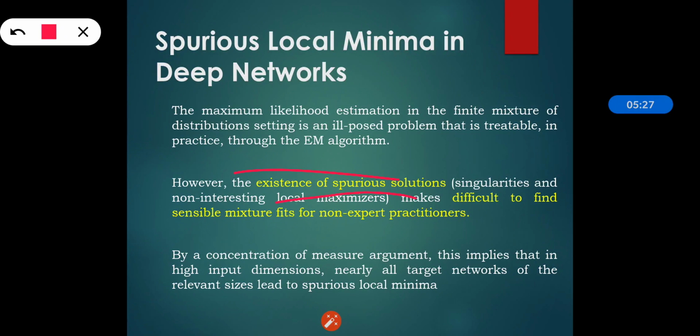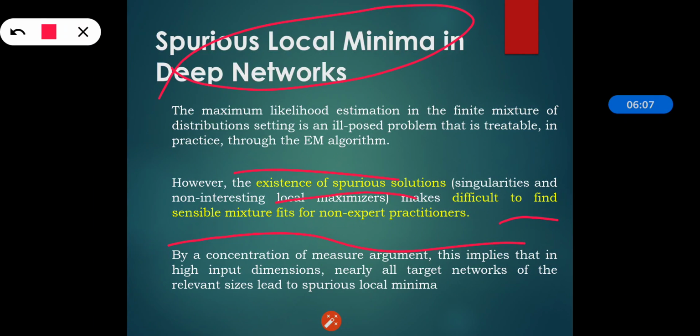The existence of spurious solutions, that is the singularities and uninteresting local maximizers, makes it difficult to find a sensible mixture fit for non-expert practitioners. Whenever we have unsupervised data, in unsupervised learning, spurious local minima in deep networks play a good role, because they are responsible for finding the sensible mixture fit, so that even though we are using an unsupervised learning method, we still identify the right fit with the local maximizers.